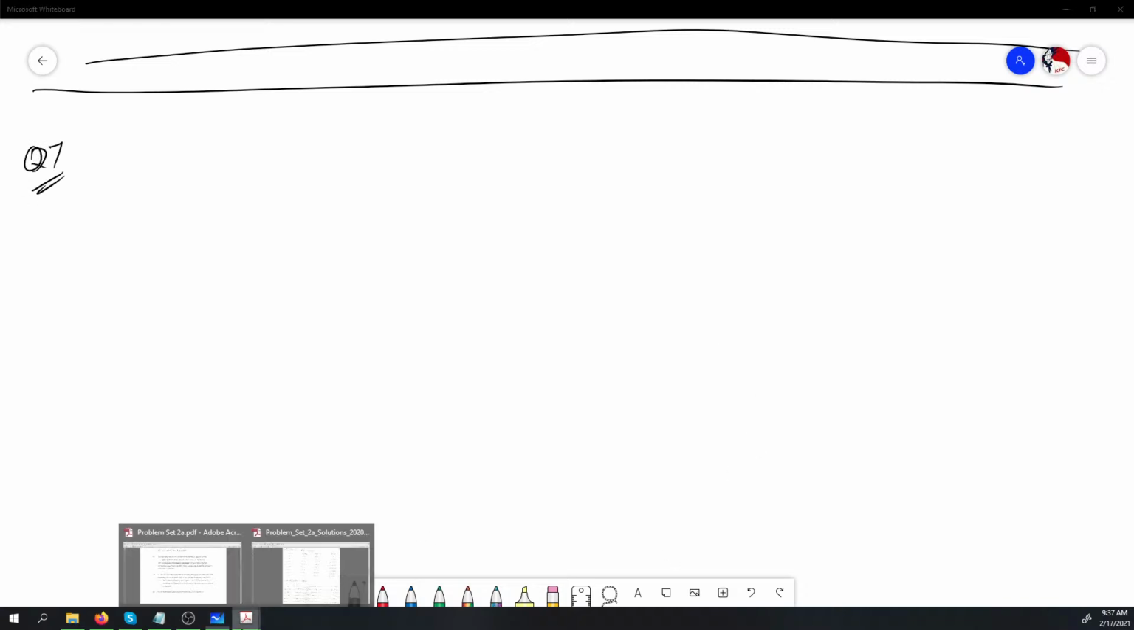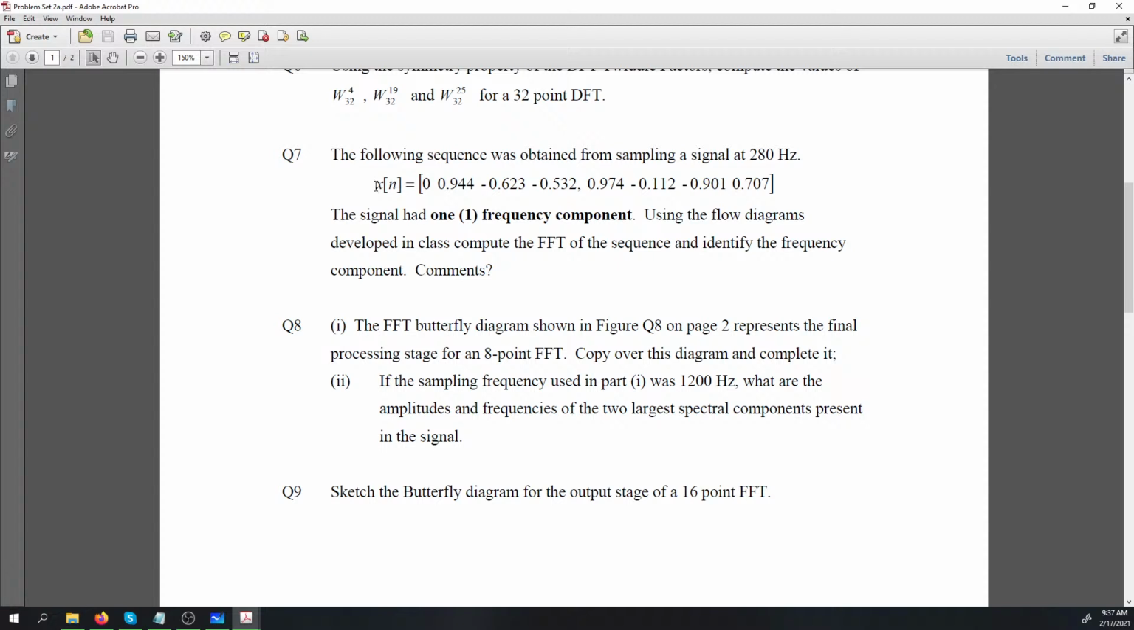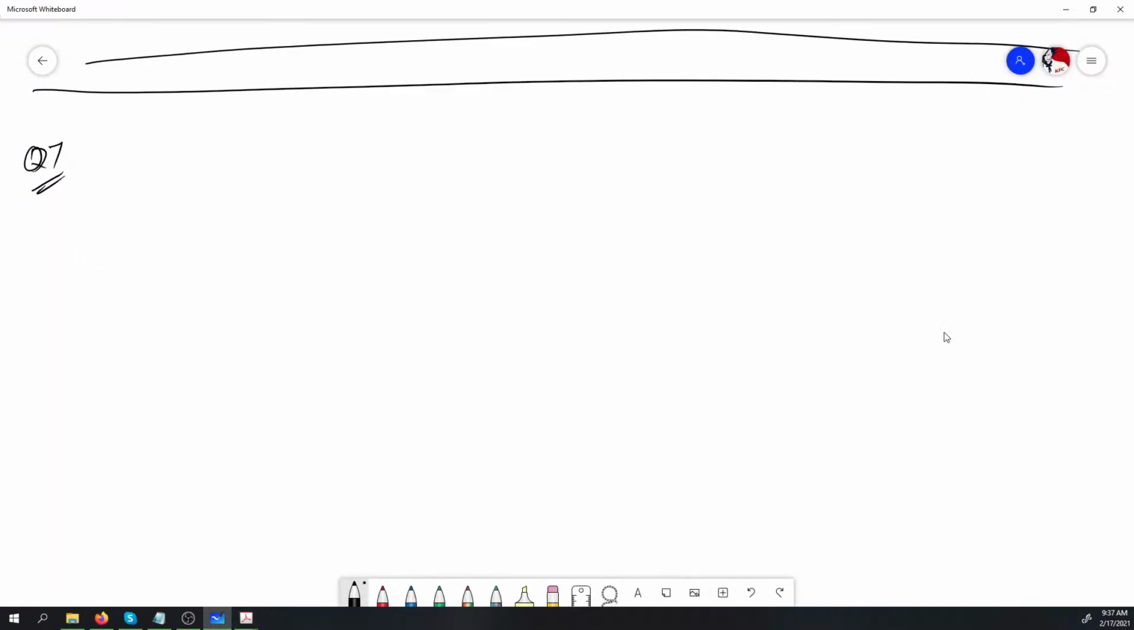We had our input sequence given by this x of n. We're going to have to compute the FFT of the sequence and identify the frequency components that signal had in particular. The first step is that we're going to have to do the bit reversal process for x of n to set up the input of our FFT. So step 1, bit reversal process.